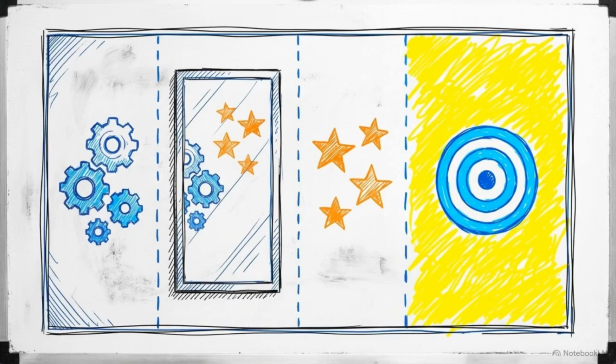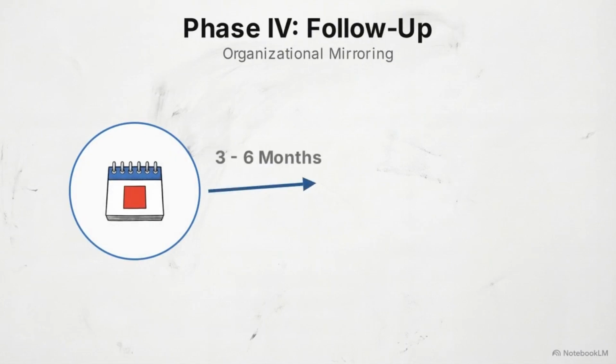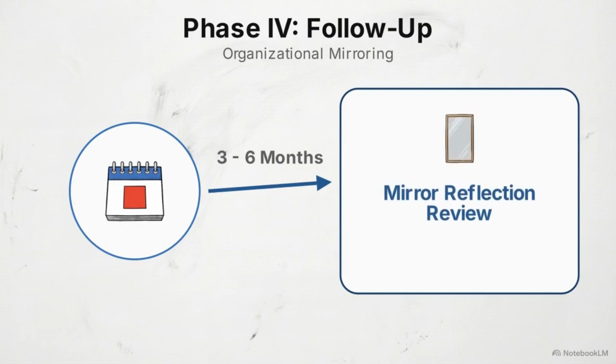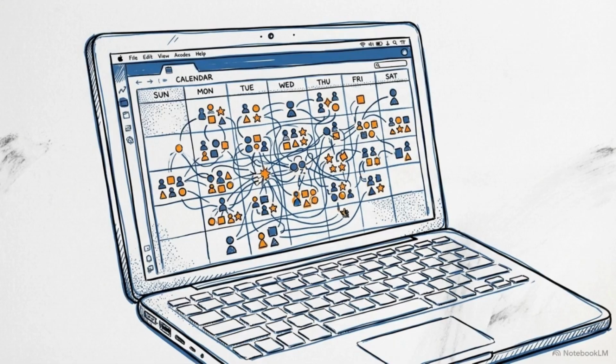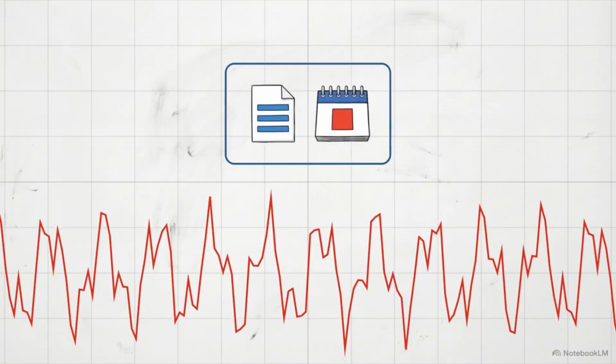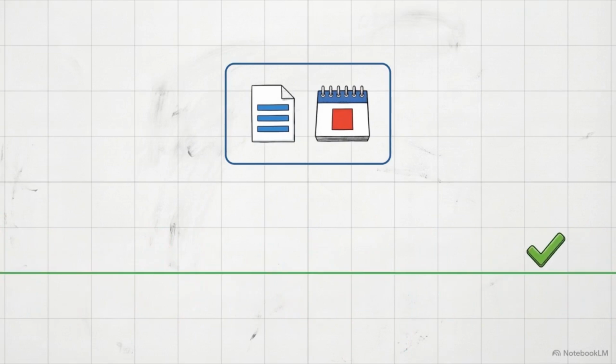This brings us to Phase 4, the follow-up. As this calendar illustrates, a formal review meeting must be scheduled for 3 to 6 months in the future. We call this the mirror reflection review. The calendar invites for this future meeting must be sent to all original workshop participants, while the current workshop is still happening. Documenting measurable commitments and guaranteeing a future review date together solidify temporary workshop momentum into permanent, measurable change.